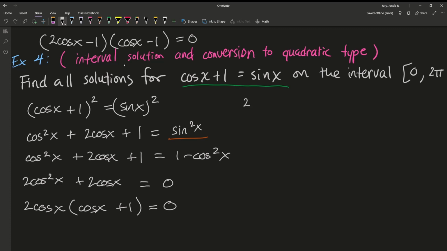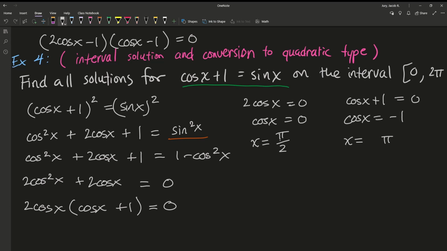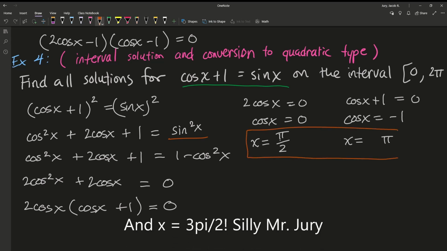Alright, so now what is the solution to 2 cosine x equals 0? And what's the solution to cosine x plus 1 equals 0? So now I need my direction again. Am I writing a general solution? No, I'm just writing a solution on the interval from 0 to 2 pi. So these are my two solutions. From 0 to 2 pi, pi over 2 is a solution, and pi is a solution.